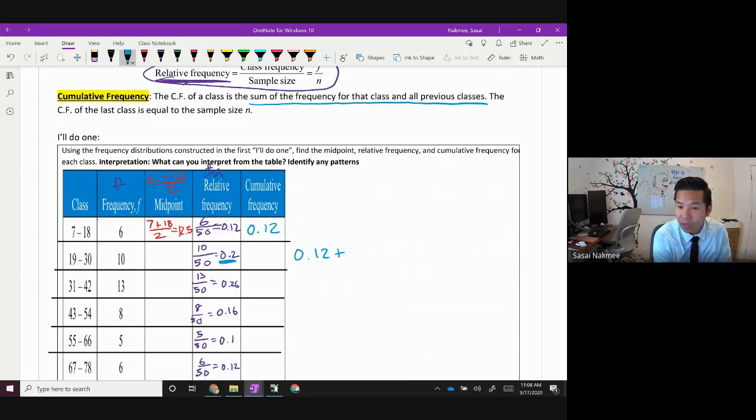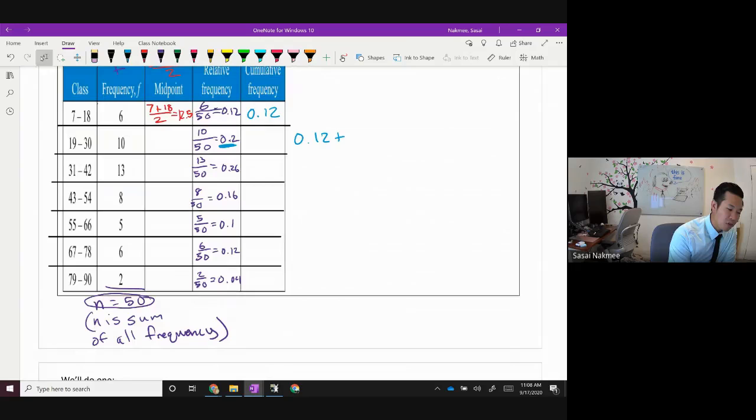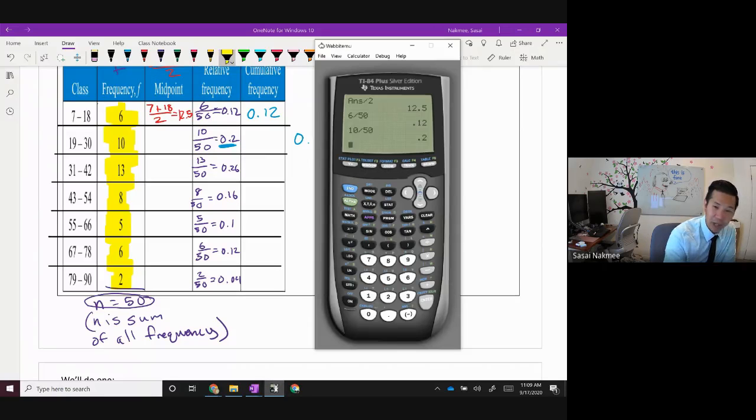I got a question. Where did the 50 come from? Oh, I'm so glad you asked. The 50 comes from me adding up all the numbers in this part right here, all the numbers in the frequency. So let's actually show that. If I were to add all those numbers up, that's where that total comes from. So 6 plus 10 plus 13 plus 8 plus 5 plus 6 plus 2. And that's where that 50 comes from.